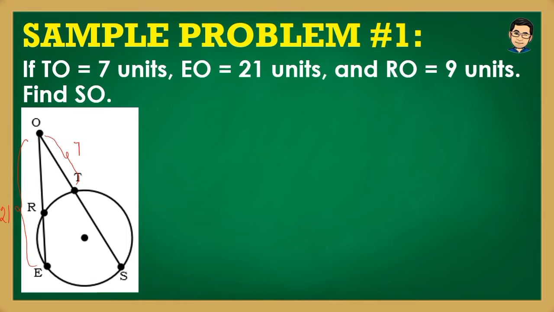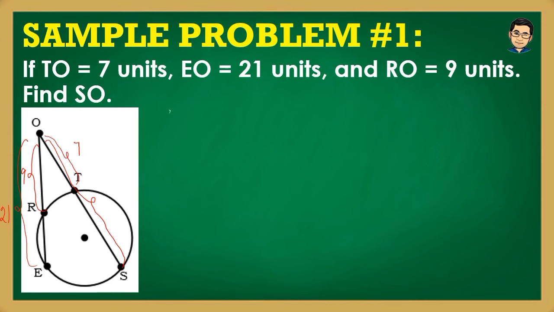And then RO is 9 units. Find SO. So yung SO, ito po yung kabuuan, yung isang second segment. So paano natin kukunin yung sukat ng SO?